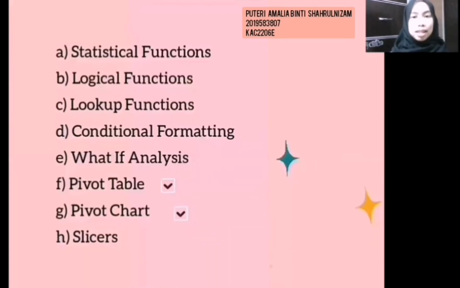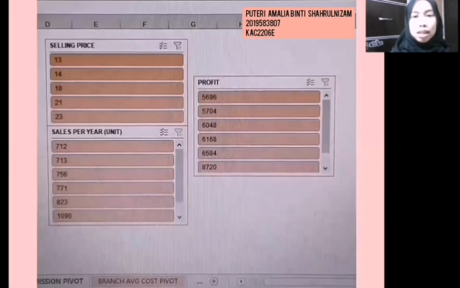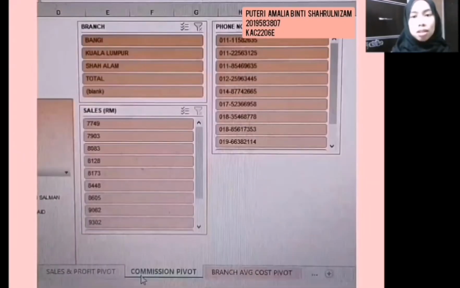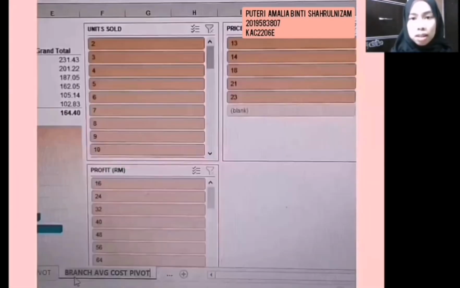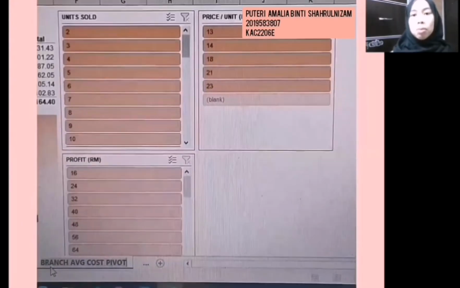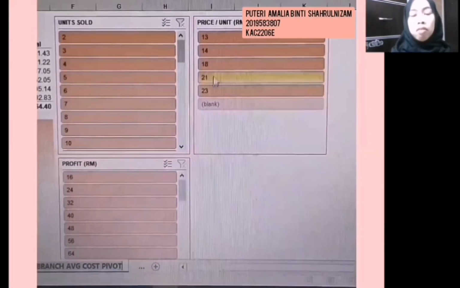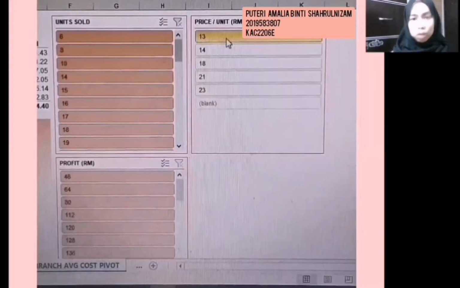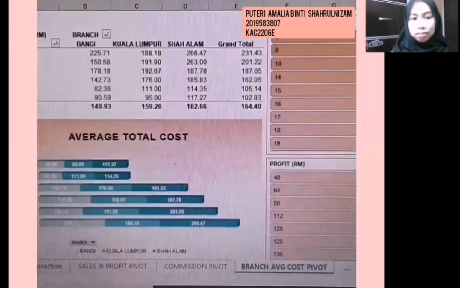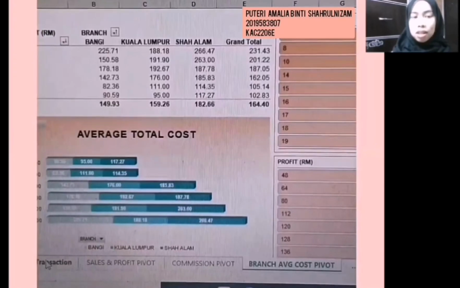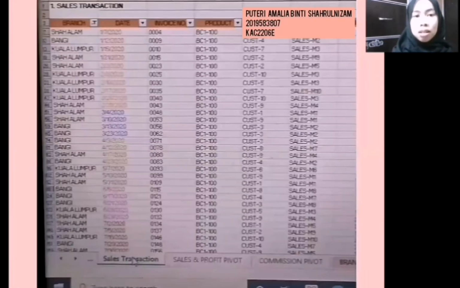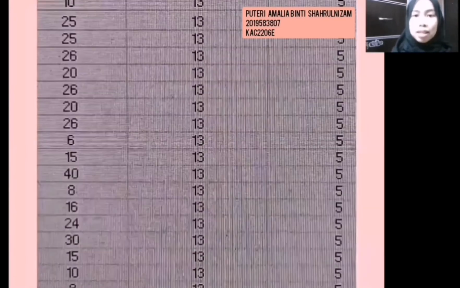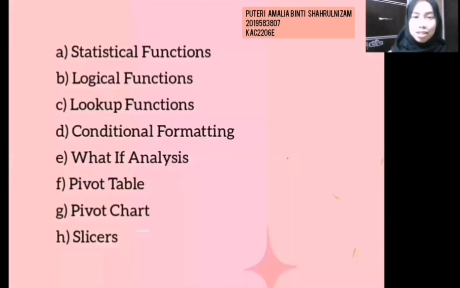So lastly is slicers. Here, we had done several slicers. To show how it works, for example, we want to see the sales transaction for product price 13 ringgit, and the slicer will show. So here it only shows the transaction for 13 ringgit price product. So that's all from me.